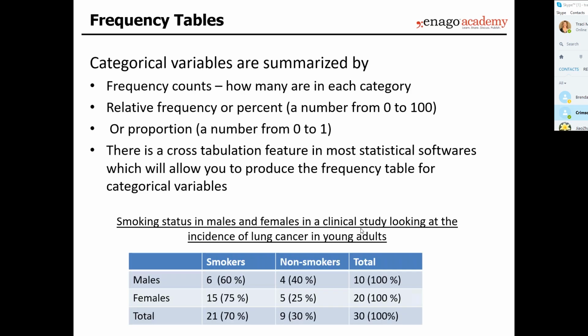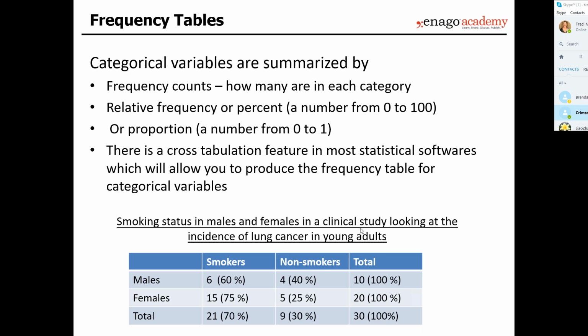Okay, and a little information on frequency tables. Categorical variables are often summarized by frequency counts. How many are in each group or category? Relative frequency or percent compared to the whole, or proportion, a number from 0 to 1. There's a cross-tabulation feature in most statistical software which allows you to produce the frequency table for categorical variables. And you could easily do this in Excel also.